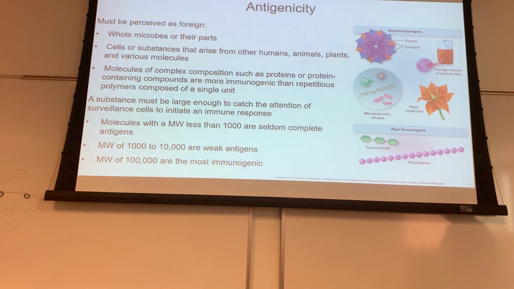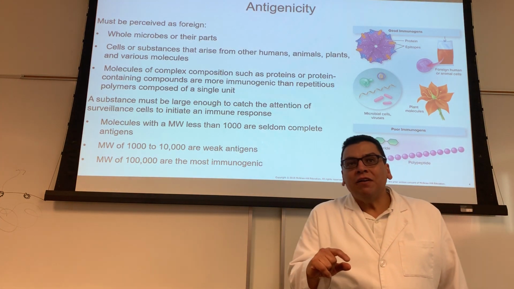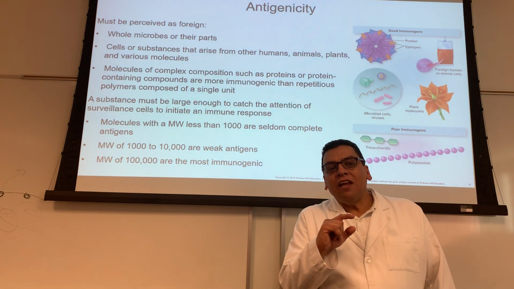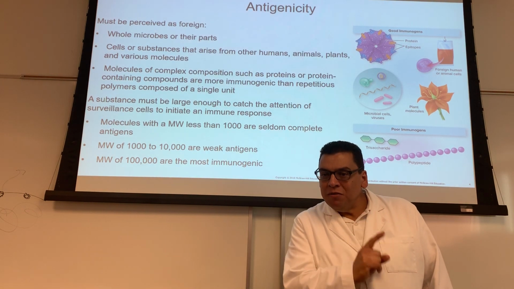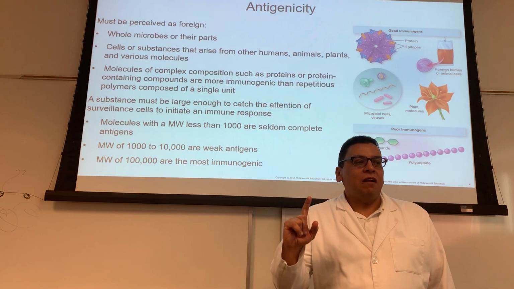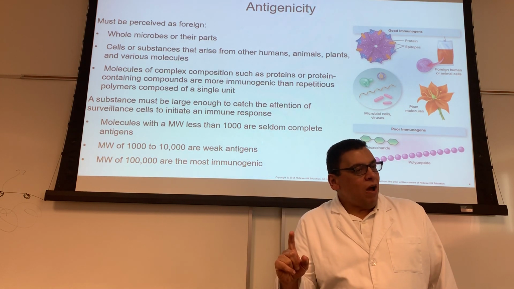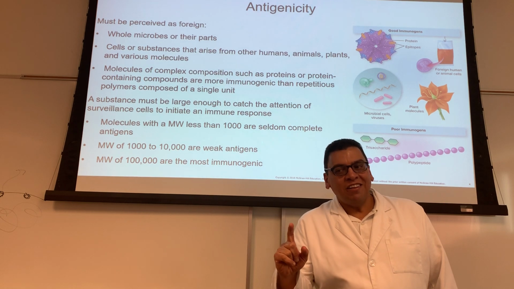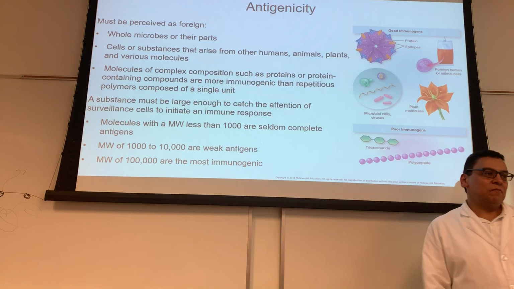Those are more antigenic. That's why we can make antibodies out of degraded or denatured exotoxins, because those are proteins. And we cannot make antibodies out of the endotoxins, because the endotoxins are what? LPS. The LPS, the polysaccharide. They're not proteins.